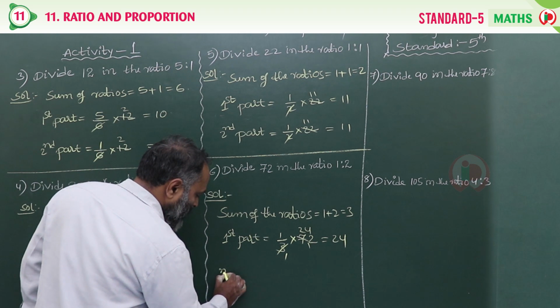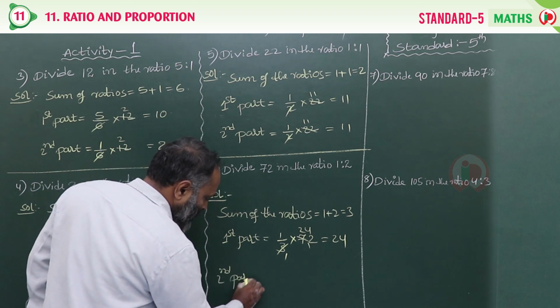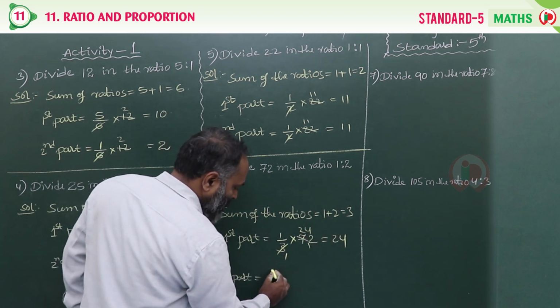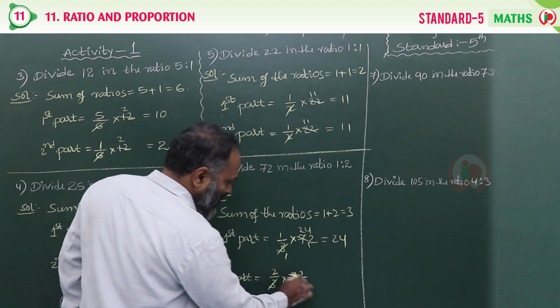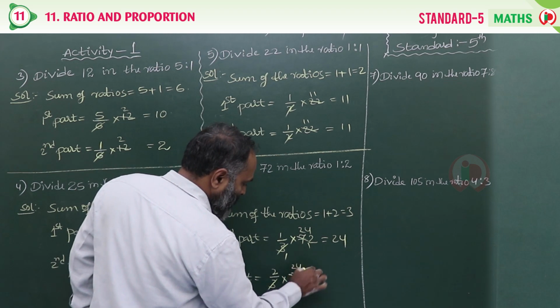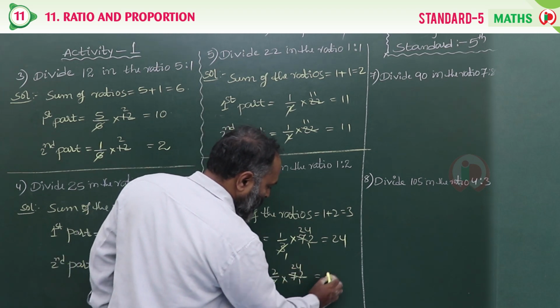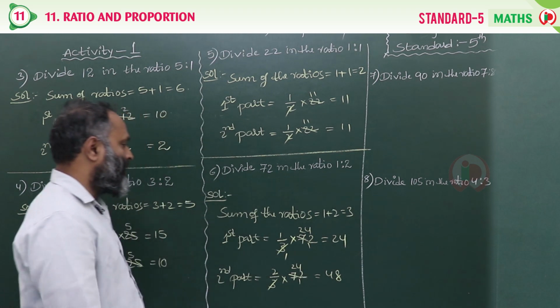Then the second part means that is 2, 2 by 3 into 72. 3 ones are 3, 3 twos are 6, 3 fours are 12, 24 twos are 48. This is the second part.